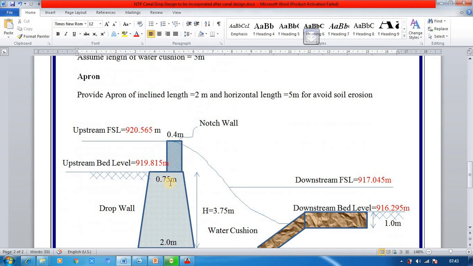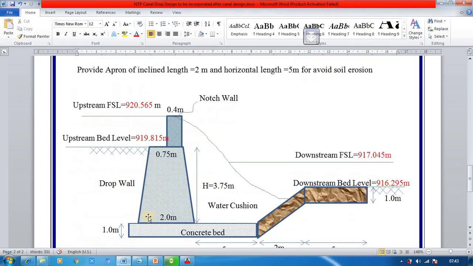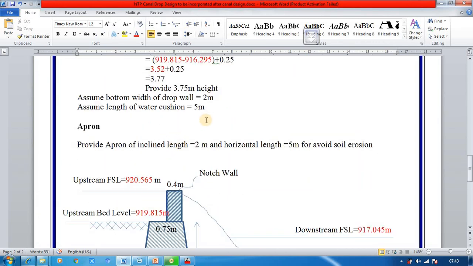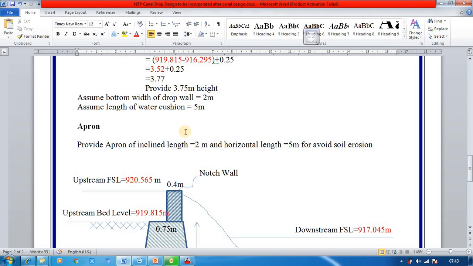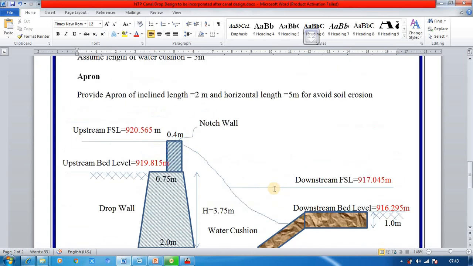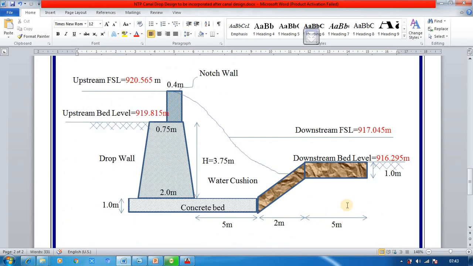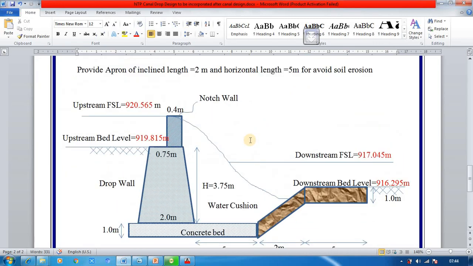Okay, and you can keep the bottom width of the drop wall equal to 2 meter here. Then assume the length of the water cushion equal to 5 meter, right? And then when the water is flowing like this, we need to have a material, that is apron, which avoids the erosion. So that apron length can be assumed equal to 2 meter horizontal length, 2 meter inclined length and 5 meter horizontal length. Okay, and so that completes actually the design of the canal drop.